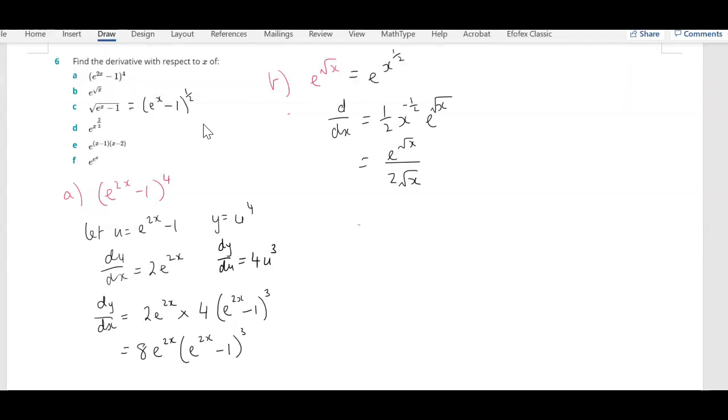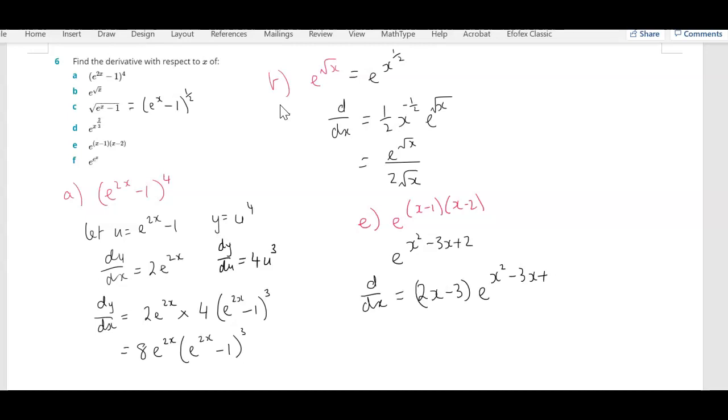All right, let's do e. So we've got e to the power of x minus 1 times x minus 2. Now, the easiest way to do this is just to expand those brackets. So we're left with e to the power of x squared minus 3x plus 2. So the derivative of that, we're taking the derivative of our power, so that becomes 2x minus 3. Make sure you put that in brackets. E to the power of x squared minus 3x plus 2.